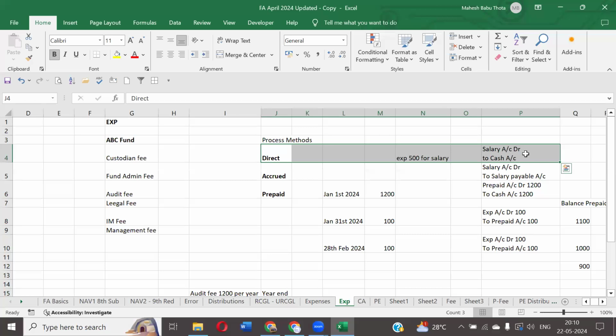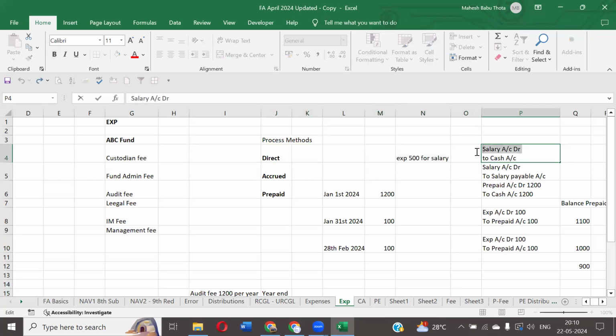No, sir. It's a direct expense, so it has an impact. Sorry, I didn't get your point. Come again. It's a direct entry, direct impact is there. So now we are writing salary account. Salary is a part of profit and loss account. It will go to profit and loss account.